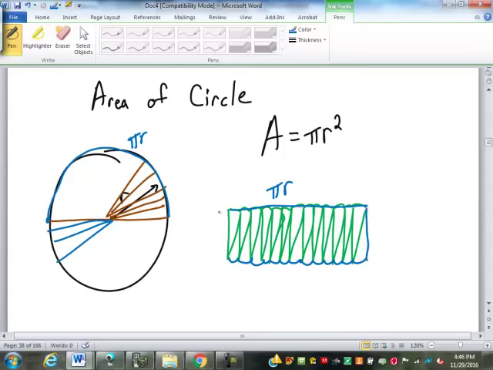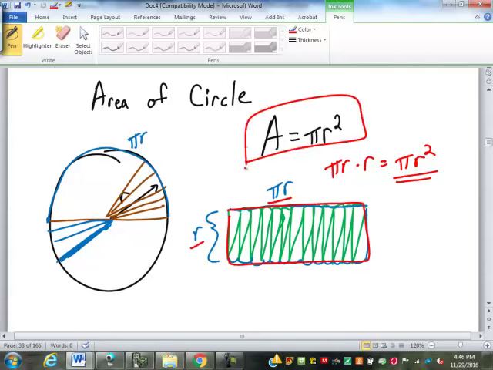Like that. Well, what's this distance here? That's just the radius of the circle, isn't it? So what I have formed here, if I cut those thin enough, is basically a rectangle that is pi times r in length and r in width. If I multiply those together, I get pi times r squared.